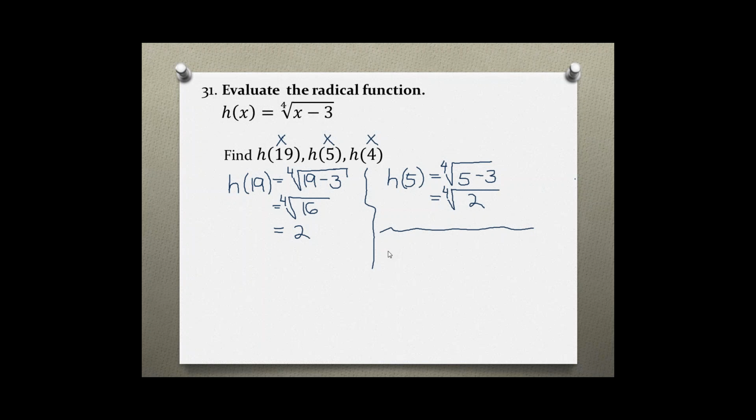And then we have h of 4. Plugging that into the function, we get the fourth root of 4 minus 3. That gives me 1, and 1 is actually a perfect fourth root. The number that's multiplied 4 times by itself to give me 1 is just 1. So the solutions to this problem would be 2, the fourth root of 2, and 1.